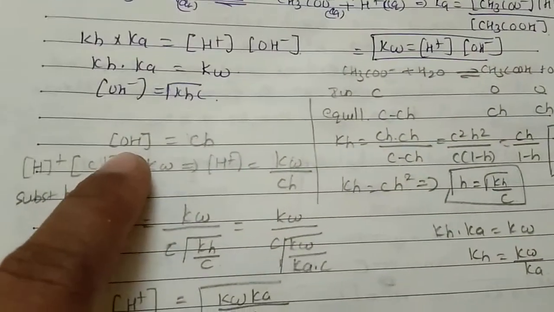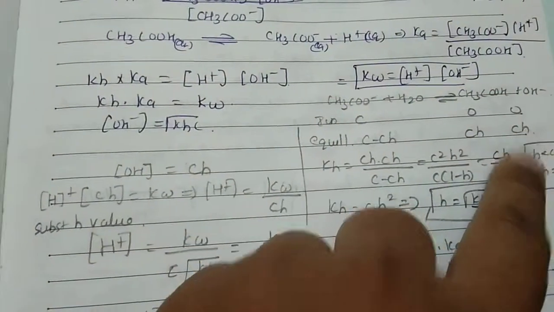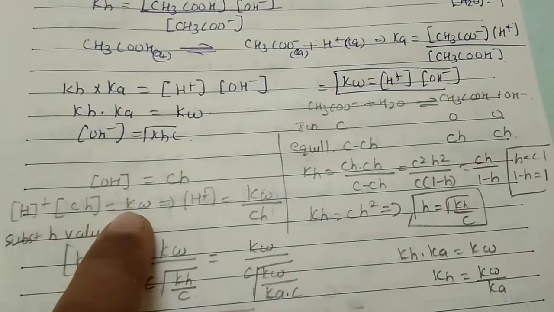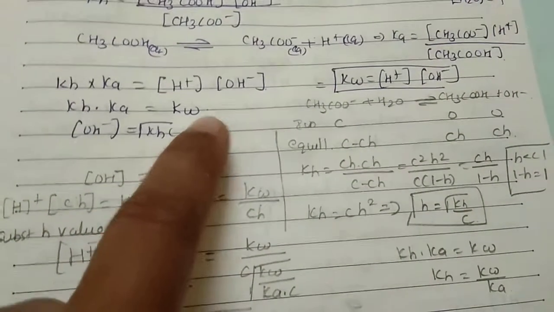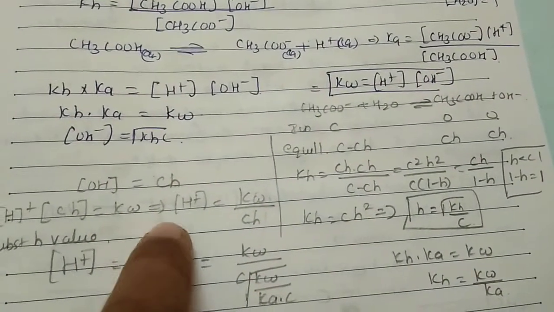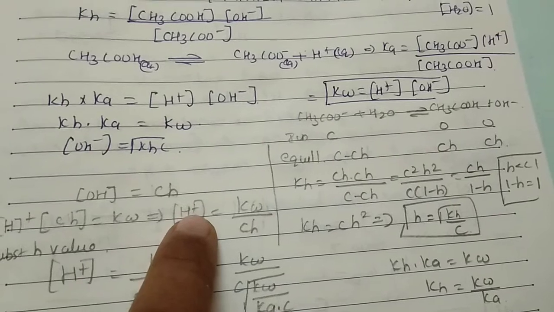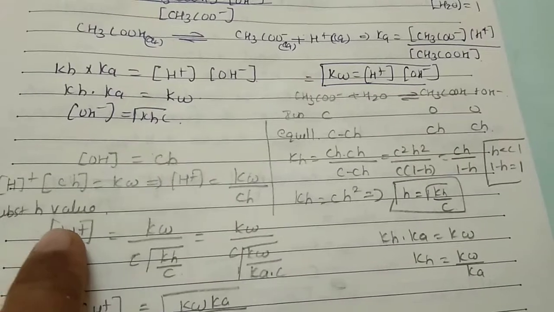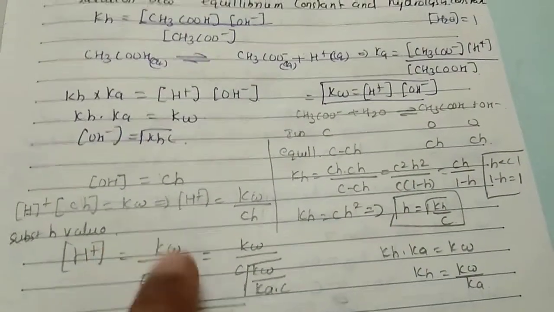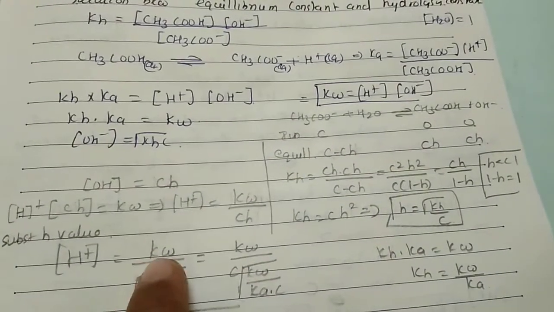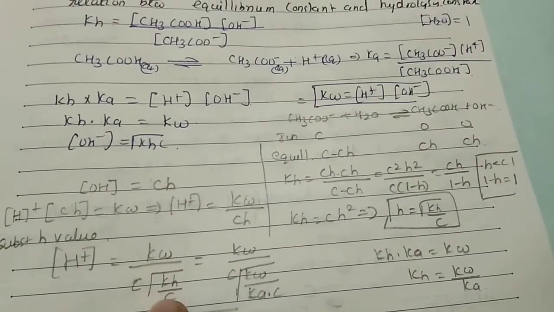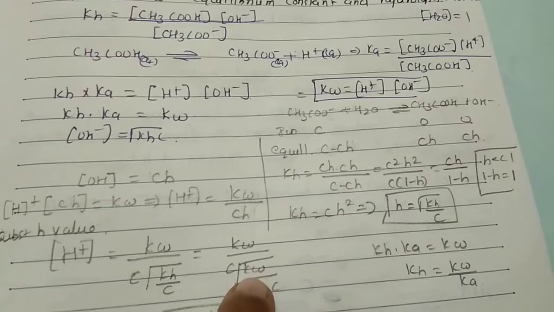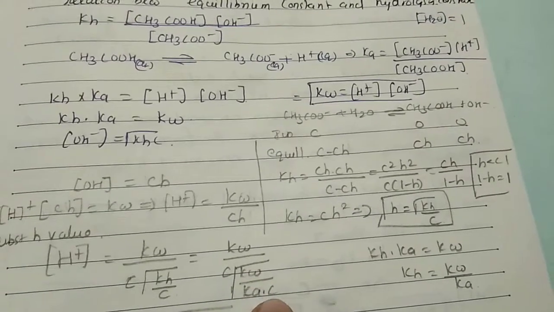Then OH minus equals Ch. Here the OH minus value is Ch. On substituting this value, H plus times Ch equals Kw. So H plus equals Kw divided by Ch. We substitute the h value in this equation: H plus equals Kw by C into root of KH by C. We get Kw divided by C times root of Kw divided by Ka times C.